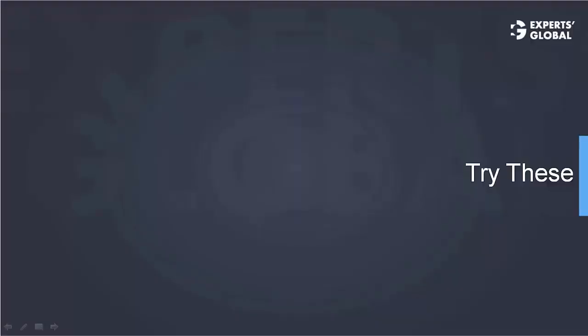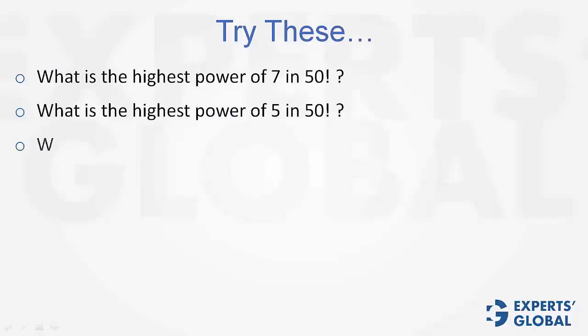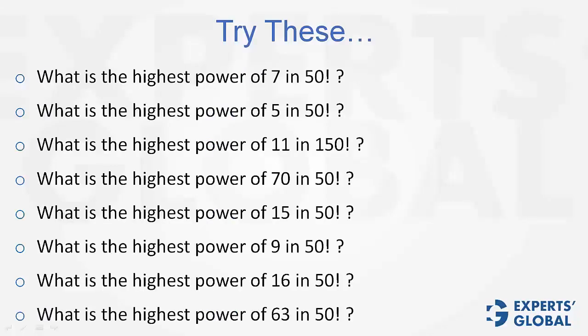Try these questions. Please pause the video and solve these. 7 in 50 factorial. So 50 divided by 7 is 7. Remember, keep leaving the fractional part.